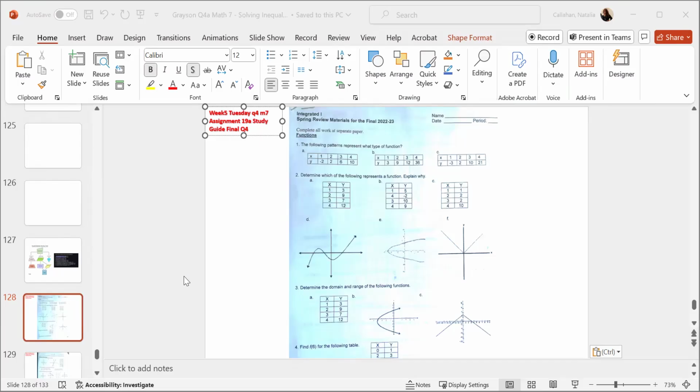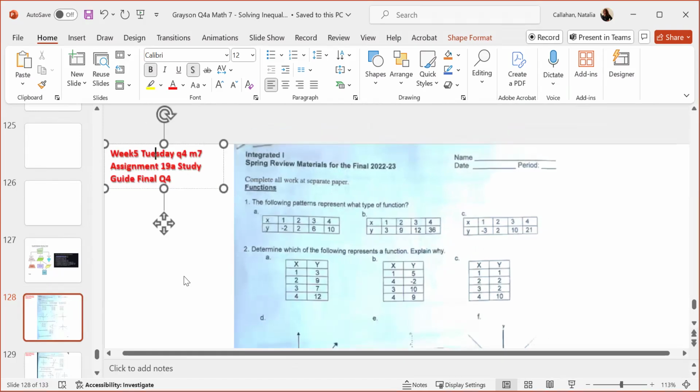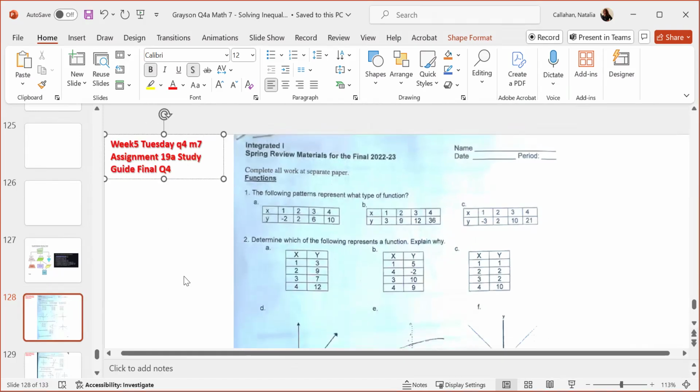Okay, so this is actually for week 5 Tuesday. It's a study guide for quarter 4, and this is actually page 1. Read the question, please. Find the most important function.